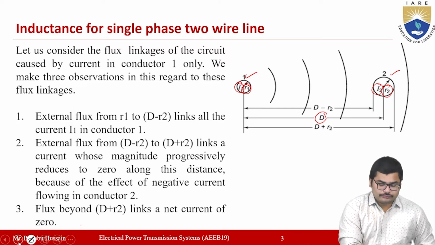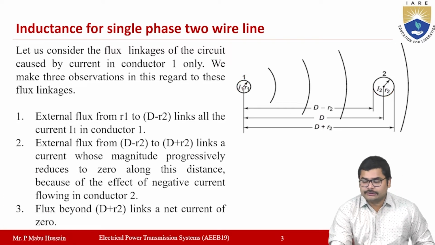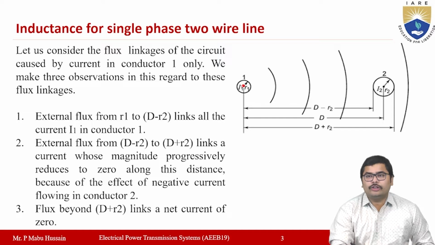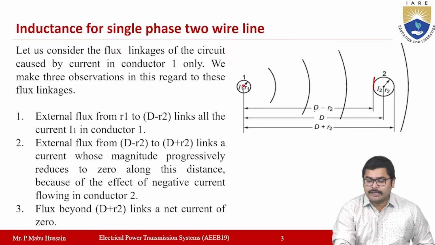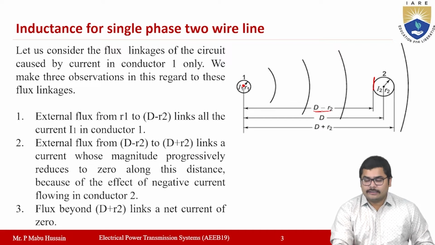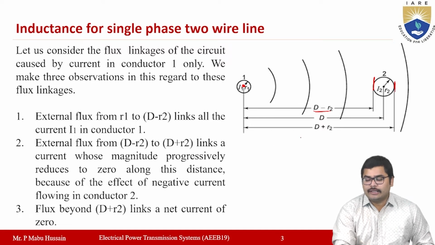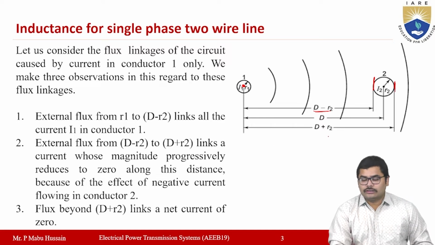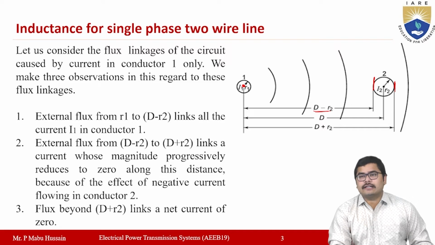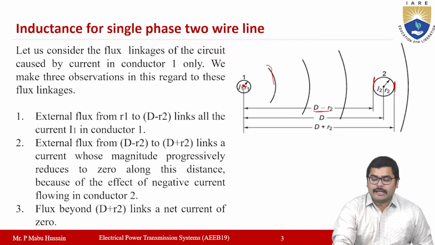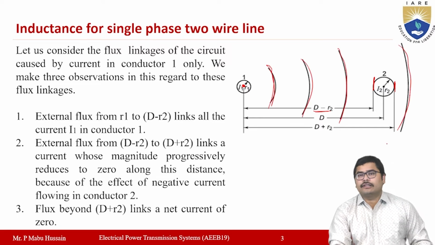Okay, so now if you observe the figure here, from the center of conductor 1 to the surface of the conductor here, the distance will be D minus R2, and from the center of conductor 1 to the surface of the conductor at this place, this will be D plus R2. Now if conductor 1 carries the current I1, it produces magnetic flux around it. The magnetic flux lines are concentric circles and they will be distributed like this in the figure.